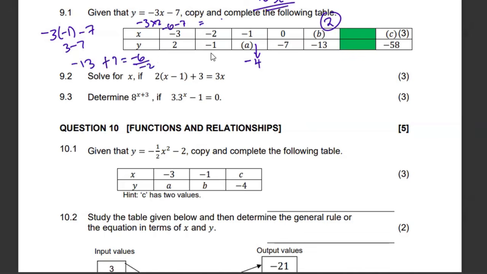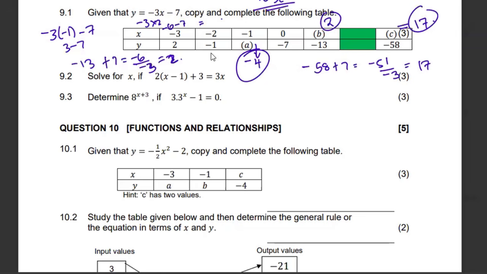When you divide it by negative 3, you end up with a 2. Okay, and then with C, inverse operation again: negative 58 plus 7 gives us negative 51. Divide by negative 3, we get a 17. So C is a 17. So these are the answers that the question wanted.